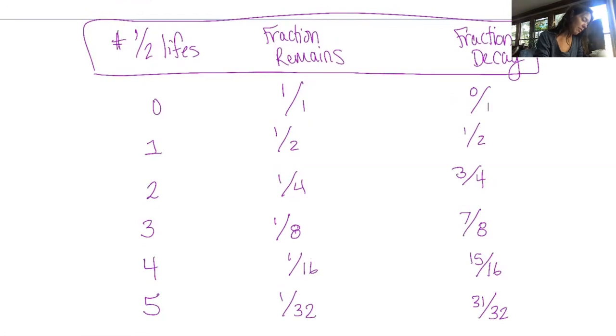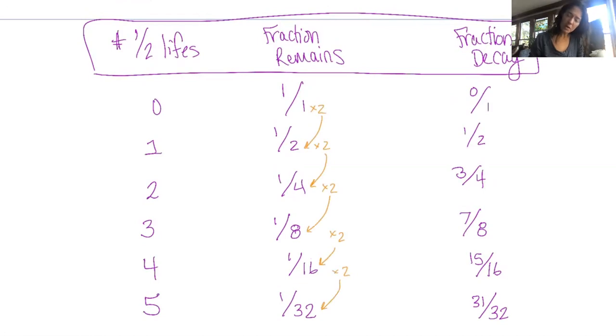Notice, if you don't like fractions, that I multiplied this by 2 to get that. I'll multiply this by 2 to get that. I'll multiply this by 2 to get that, etc. And I could have done that continuously forever.